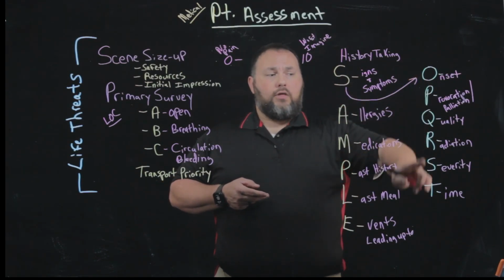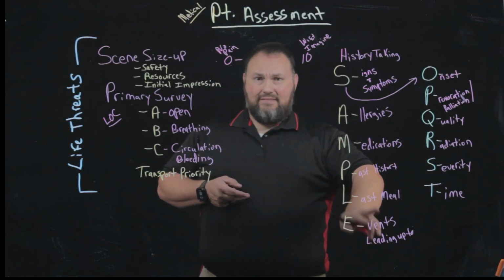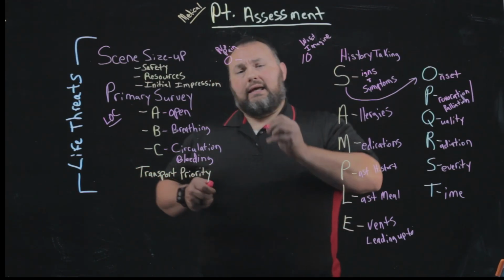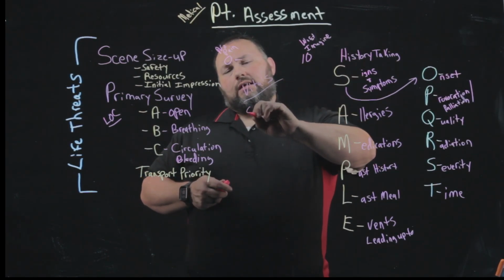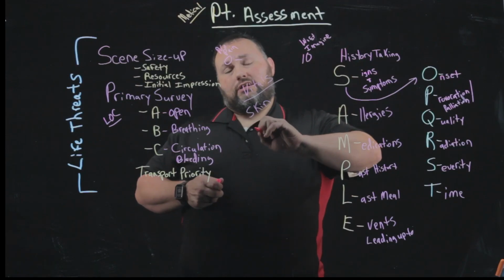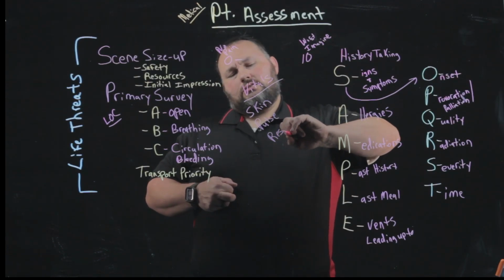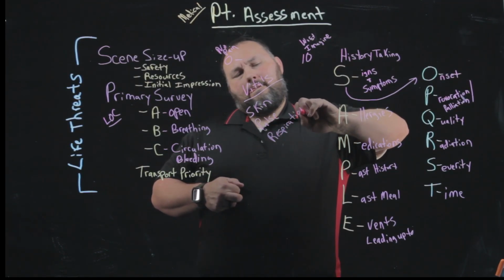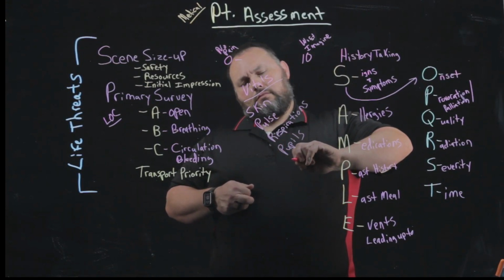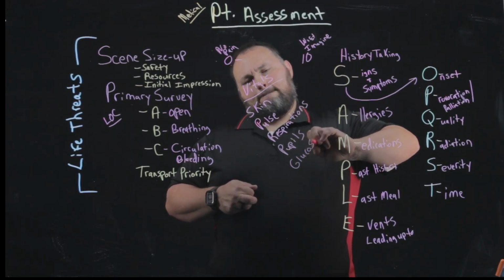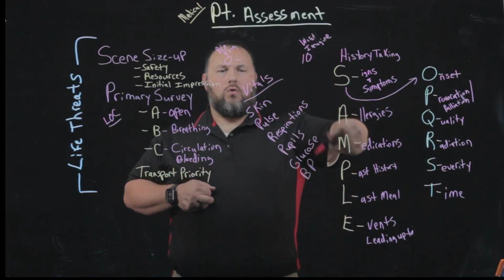Signs and symptoms, followed with OPQRST, allergies, medications, past medical history, last meal, and events leading up. Finally, we want to get a set of vital signs. Okay? Vitals include skin color, temperature, and texture, pulse, respirations, pupils, glucose, blood pressure. These are all vital signs.